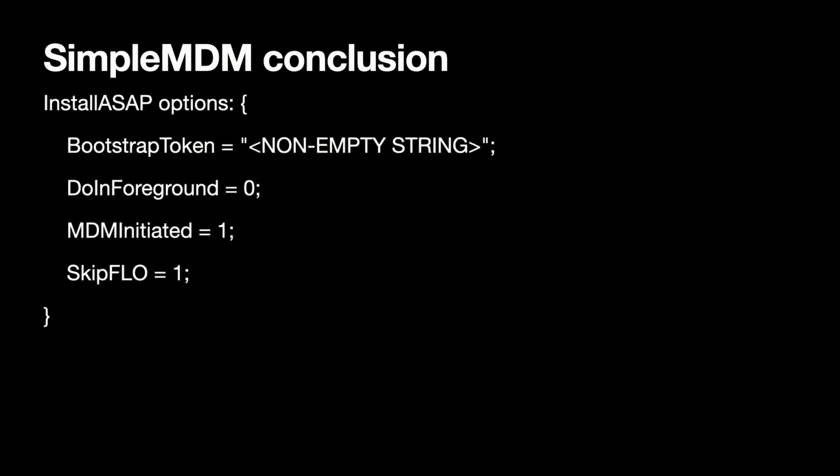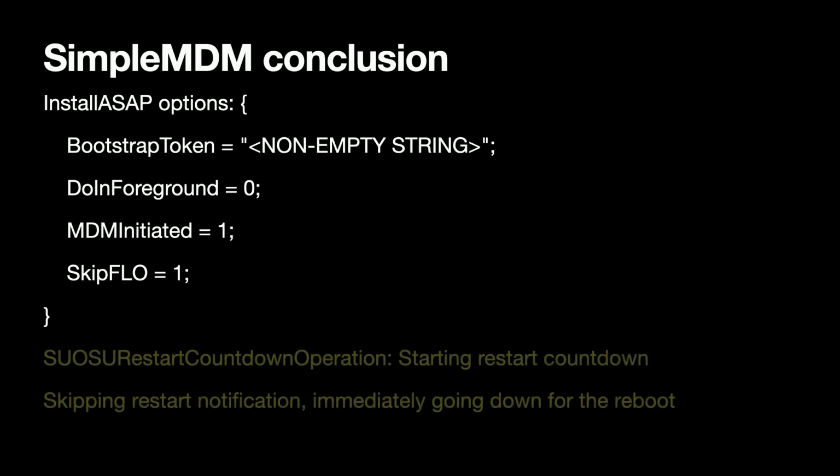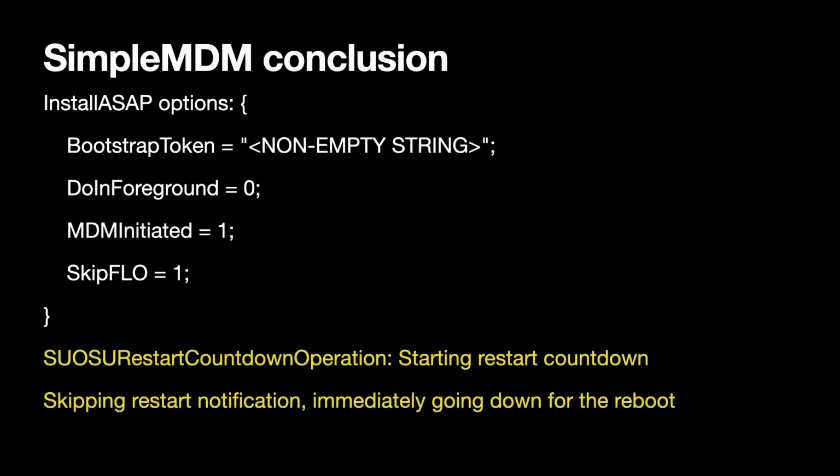They sent the MDM initiated skip flow install ASAP down, which is, again, the default action. And the client started the restart countdown. And this one was kind of fun because those were actually in order in the logs. It said starting the restart countdown, and then it said, you know what, I'm going to go ahead and just reboot. So there was no countdown.